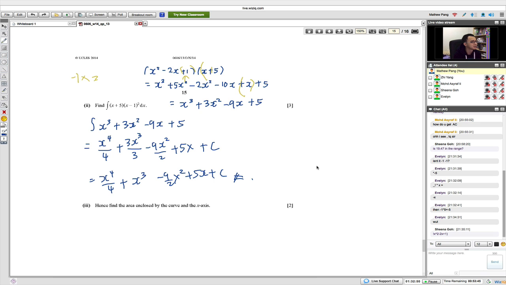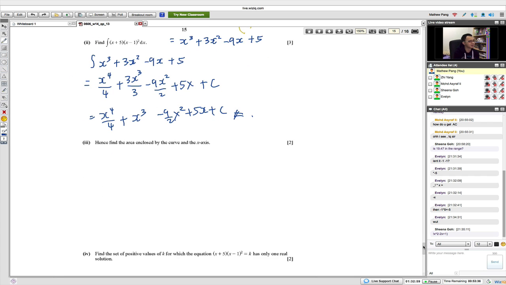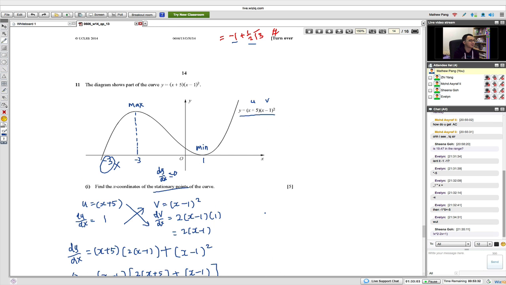Okay, so yeah, we will go to the last part, the last second part of the question. Find the area enclosed by the curve and the x-axis. So basically, you want to find the area enclosed by the curve and the x-axis. So I will say it is this one, until here. Okay, so I want to find the whole area. Basically, I need to find this point first. This point is when y equals 0.